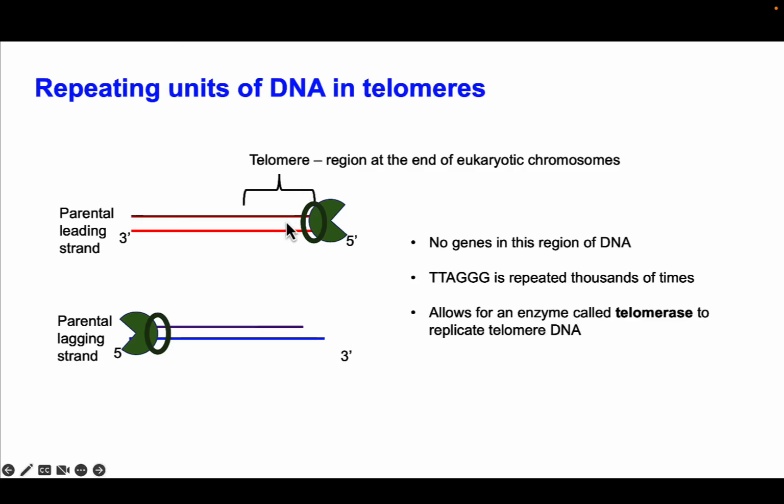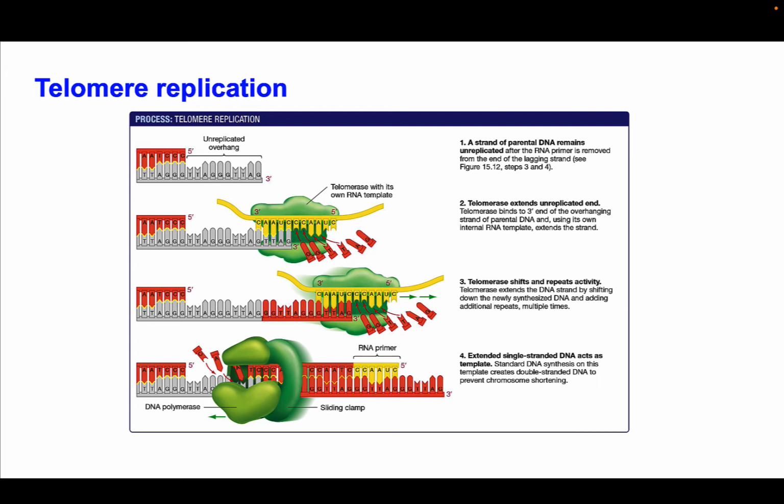Well, let's talk a little bit more about the kind of DNA that's in the telomeric region. First, there are no genes in this region of DNA, so nothing that encodes for a protein. Instead, we have this sequence, TTAGGG, and it's repeated thousands of times in the telomeric region of DNA. And what this DNA does is it allows for an enzyme called telomerase to replicate the telomeric region of DNA. So let's talk about how telomerase does this.